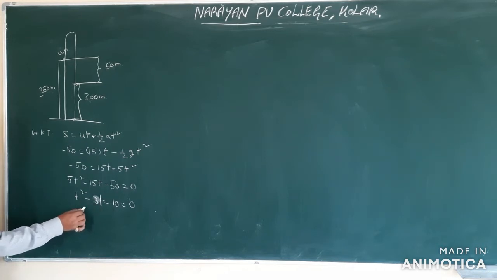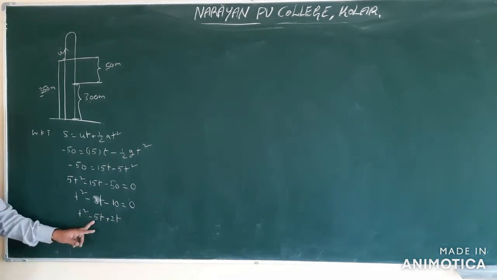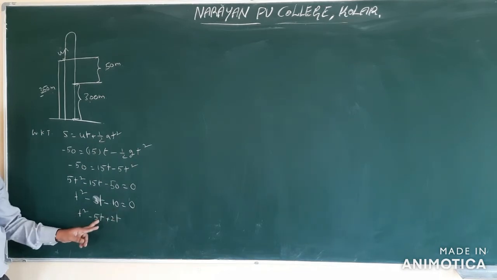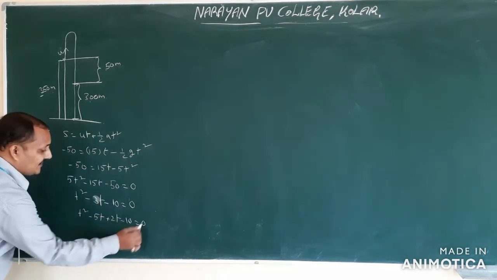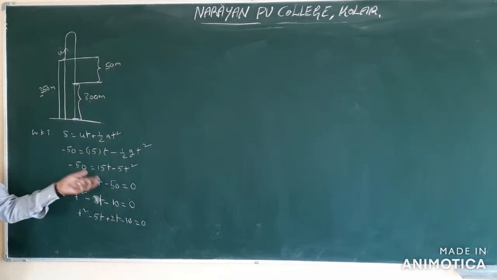Therefore, this one how we will write? T square minus 5t plus 2t. So 5 into 2 is 10, minus 5 plus 2 is how much? Minus 3. Therefore, above equation we can write like this. Minus 10 is equal to 0. If you got confused with this means you can follow that equation. Minus b plus or minus root b square minus 4ac by 2a.